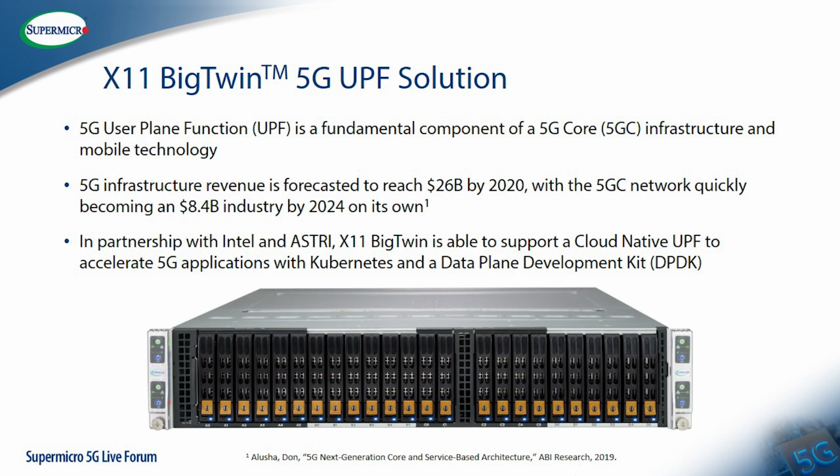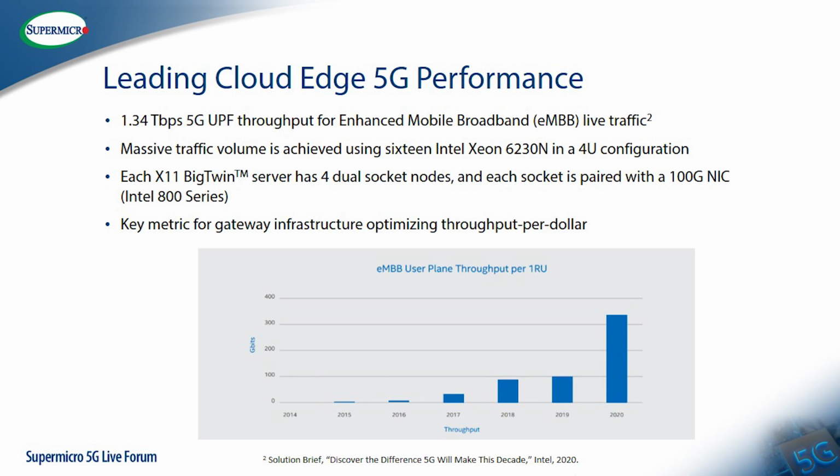So this is the reason why we've worked very closely with Intel and ASTRI to use our system in a way that helps accelerate 5G applications with Cloud-Native UPF, with the help of Kubernetes and a Data Plane Development Kit, which is very common in the industry. Because of the partnerships that we have with Intel and ASTRI, we were able to achieve record-breaking performance of 1.34 terabits per second for the 5G UPF.